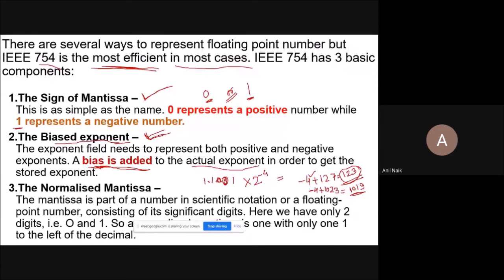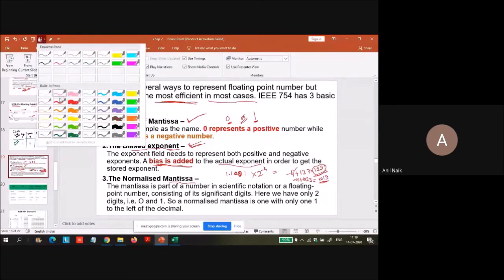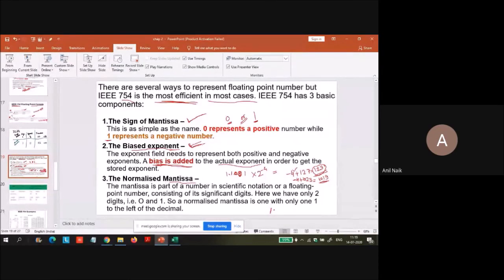Biased exponent and normalized Mantissa value. The Mantissa is the part of a number in scientific notation or floating point number consisting of its significant digits. Here we have only two digits, either 0 or 1. A normalized Mantissa is one with only one digit to the left of the decimal point, like 1.1001. So this is the normalization of the Mantissa.